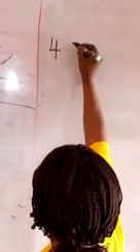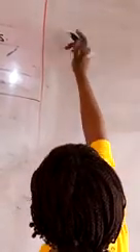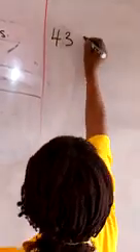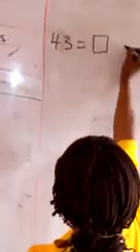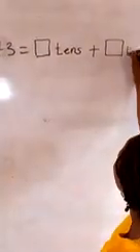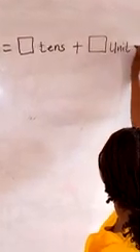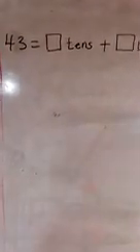Another tens and units now. We have one that we do this way. Like this, you have your 43 equals brackets, tens, plus brackets, units. We are bringing in our addition into this now.